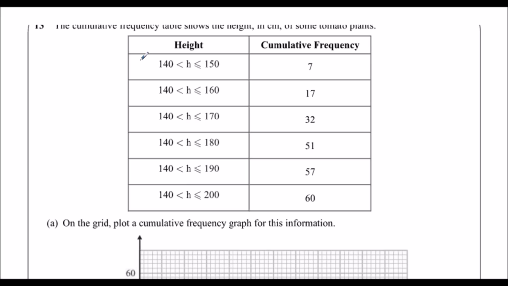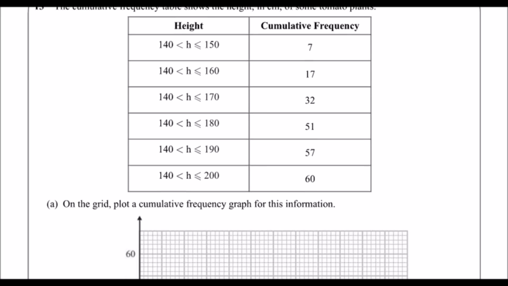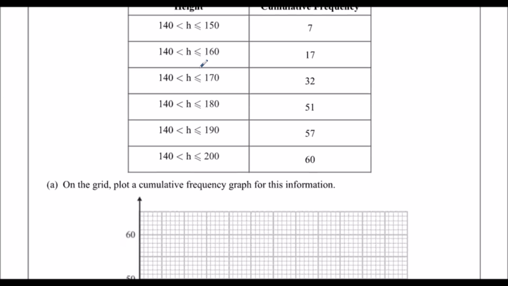Question 13. So the cumulative frequency table shows the height in centimeters of some tomato plants. So we've got a cumulative frequency table here. On the grid, plot a cumulative frequency graph for this information. So we've already got the cumulative frequency. We don't have to work it out. Our boxes are 140 to 150, 140 to 160. So it's cumulative. They're adding on as they go. So when we plot a cumulative frequency graph, we're plotting the top point, so 150, against the cumulative frequency.